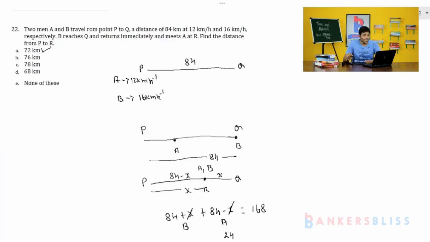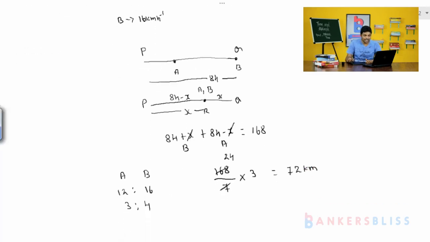Very simple thing. One thing always you have to remember, both are traveling 84 plus 84, that is 168 kilometers. If you consider 168 kilometers, speed is directly proportional to distance. So with the help of that concept, we are going to get easily the answer as 72 kilometers. The ratio of their speeds of A and B is 12:16, that is 3:4. So 3 plus 4, 7. 168 by 7 into 3, which is equal to 72 kilometers.